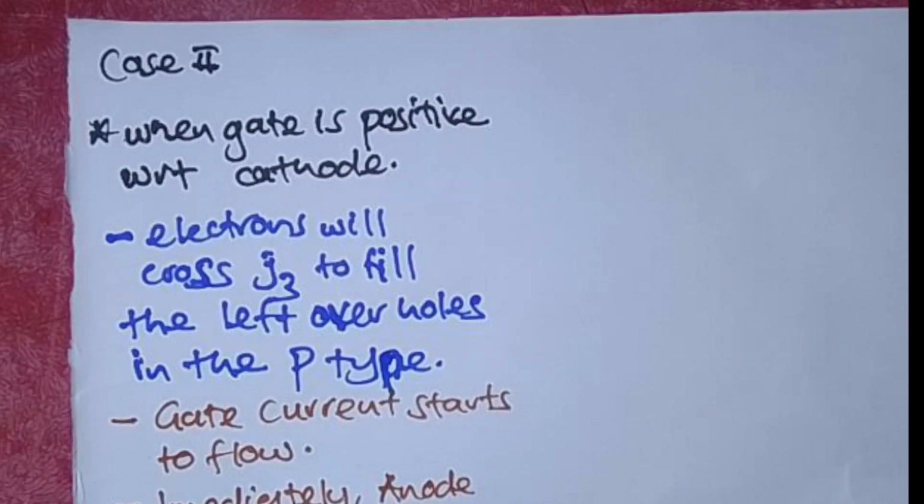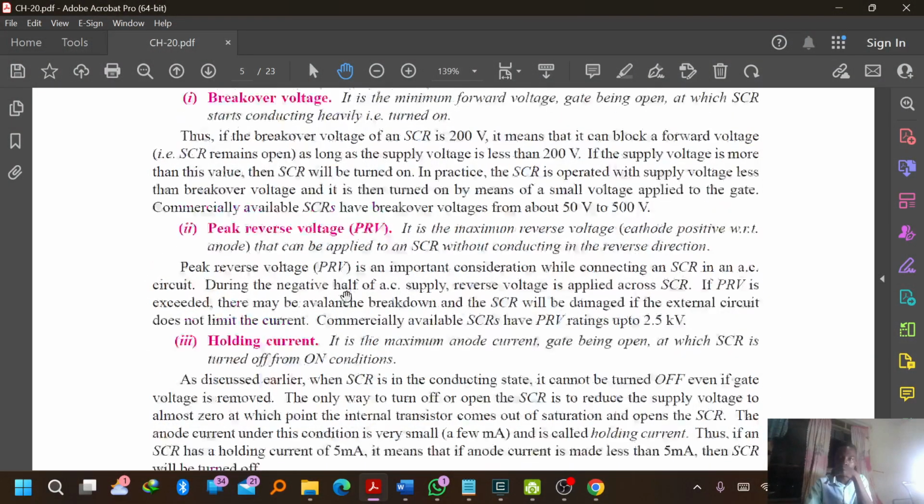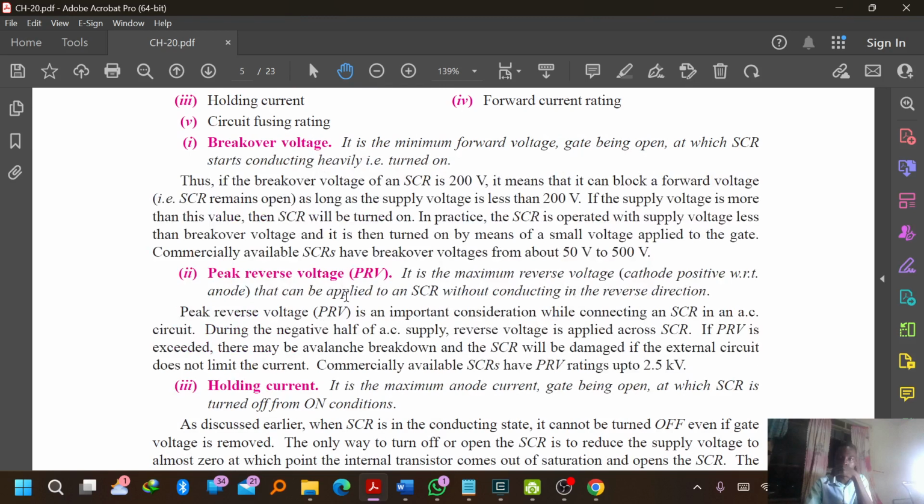I'll take you through these definitions here, which is what we call the breakover voltage. Breakover voltage, I had defined it earlier on, and we said the breakover voltage is the minimum voltage, gate being open, at which the SCR starts conducting. Then peak reverse voltage is simply the same definition as previously, the way we have been defining.